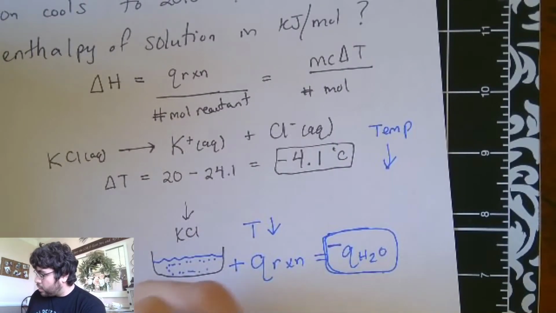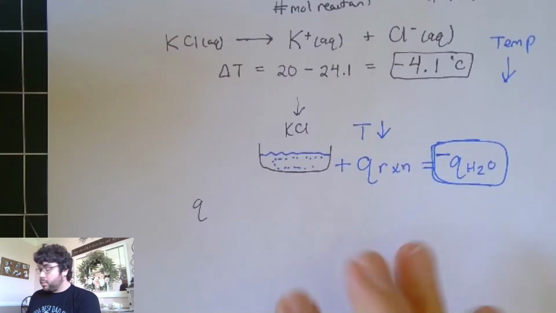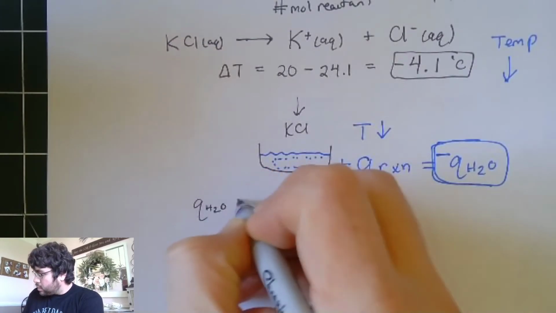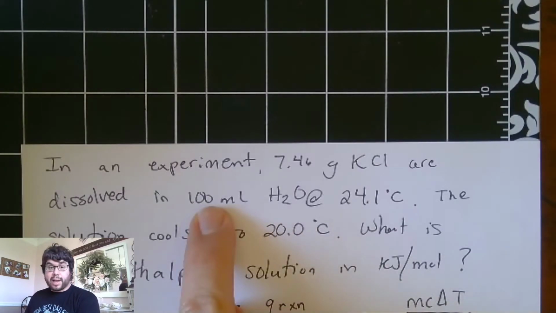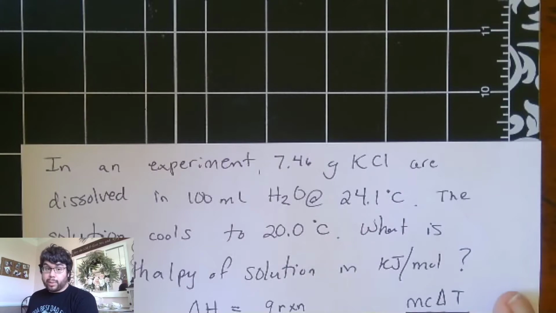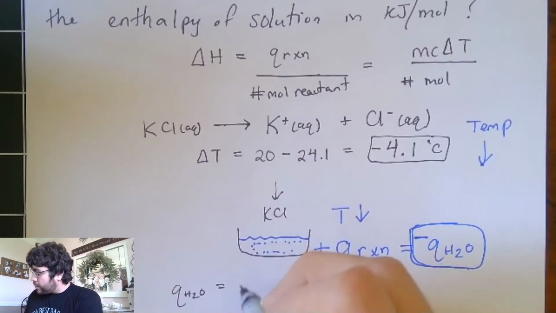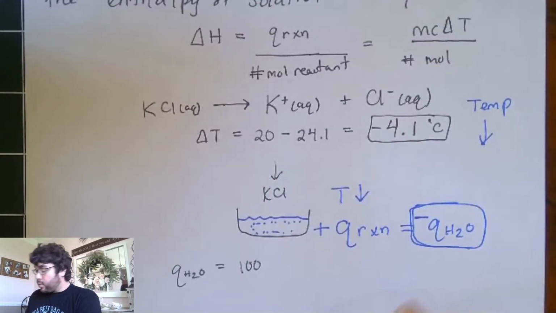So the Q, the heat of the water, is going to equal the mass of the water. They tell us that the volume is 100 milliliters, so the density of water is 1 gram per mil. So that means I've got 100 grams of water.